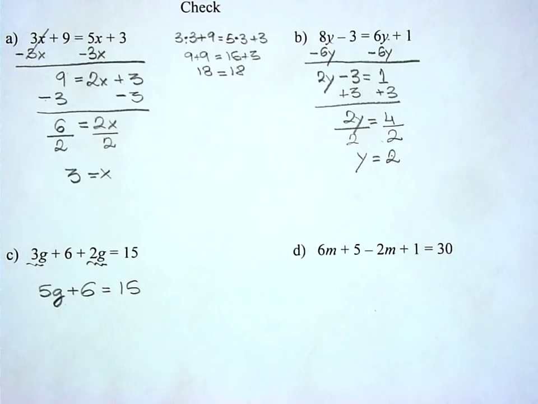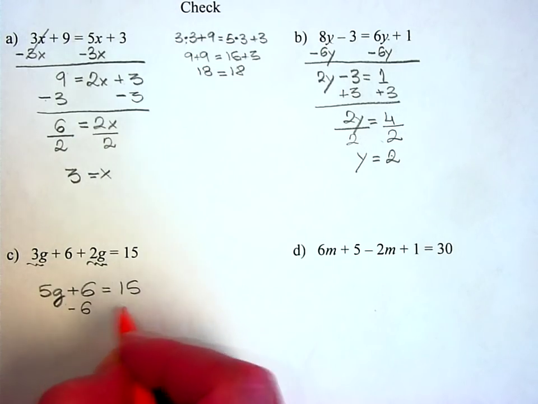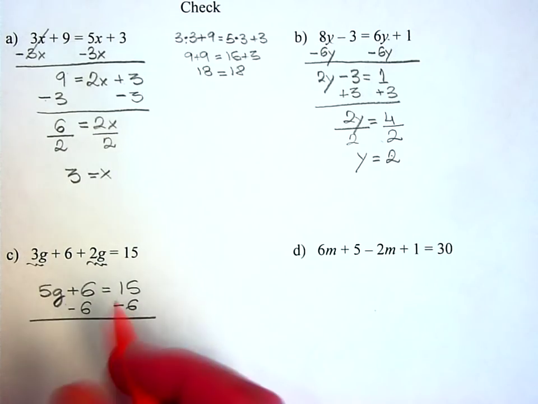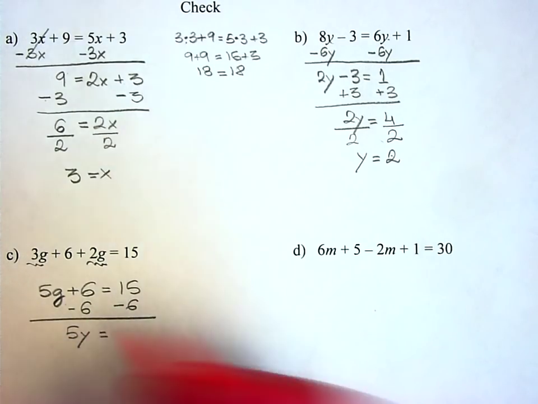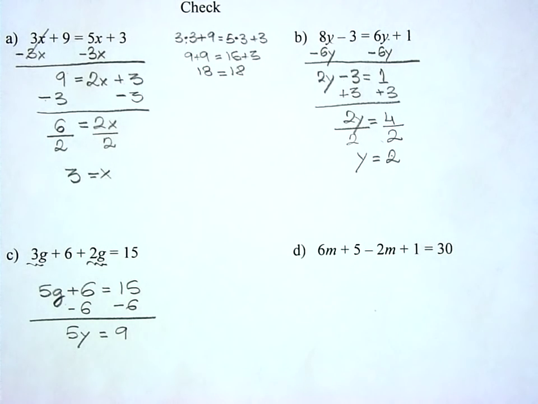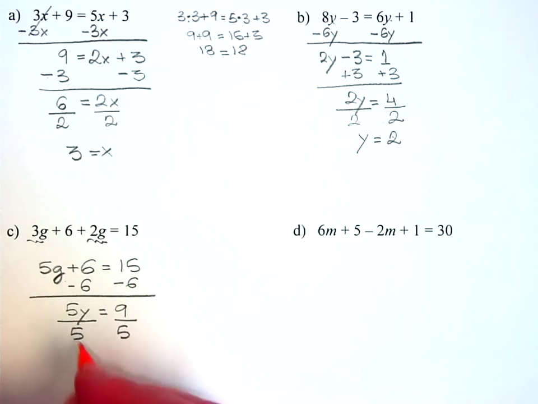Notice that's just a plain two-step equation. Undo addition by subtracting. Do the same to the other side to keep the balance. These two cancel out. I have 5g equal 15 minus 6, which will give me 9. Undo multiplication by dividing. Do the same to the other side. And my final answer is g equal 9/5.